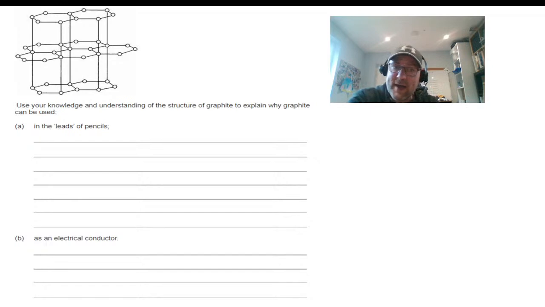Why is graphite a good electrical conductor? Graphite is one of the only non-metal substances that conducts electricity, and it conducts electricity as a solid. So it's either got free electrons or free ions. It's got free electrons. It's like a metal. It's got free electrons, and they carry charge through the structure.